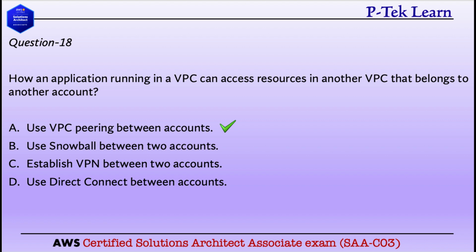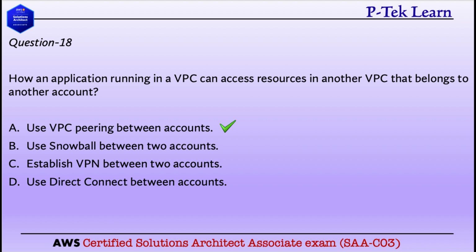Option C. Establish VPN between two accounts. Same thing. VPN is used to establish connections between two different systems, like on-premises and cloud. So that doesn't apply to this scenario. Option D. Use Direct Connect between accounts. Direct Connect is used to establish the connection between an on-premises data center and the AWS cloud platform. So option D also is not the right solution for this requirement.